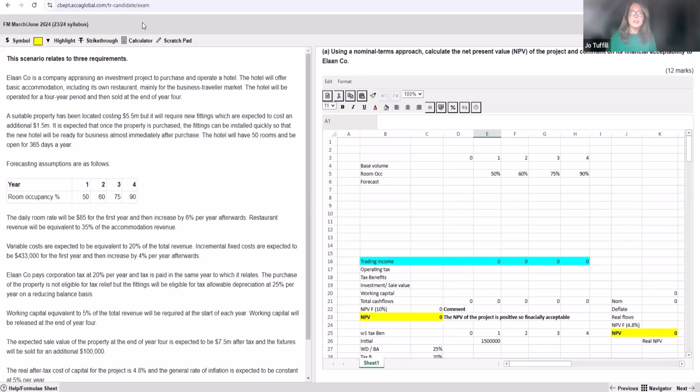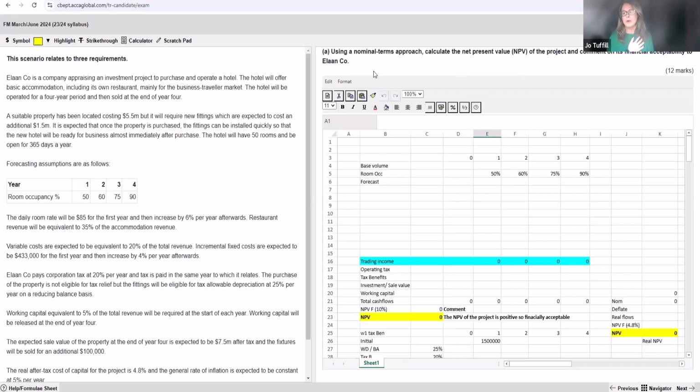So let's have a look at what's going on. It says calculate the net present value under a nominal terms approach and comment on its financial acceptability. There is 1 mark for commenting, but it needs to be a full sentence. Okay, and I'll point that out when we do it.